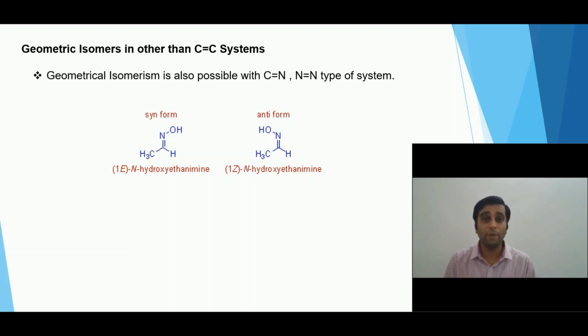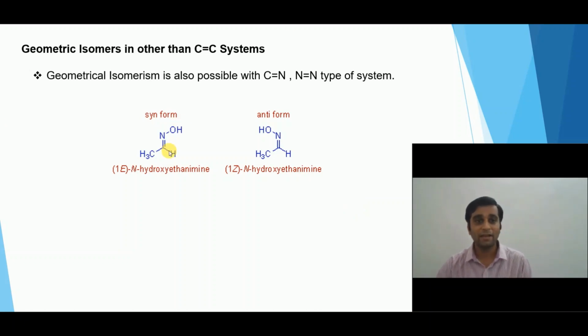So what will happen? Here when I talk about C double bond N, you see in the first structure, this nitrogen is attached with a hydroxyl group. This carbon is attached with CH3 and H. I mean to say all three are absolutely different. So definitely cis trans won't be possible. So we have to go for E and Z. And if I talk about E and Z, E means highest priority, opposite side.